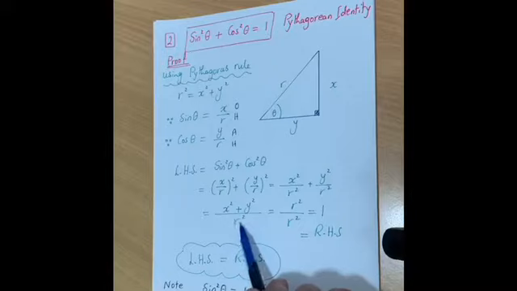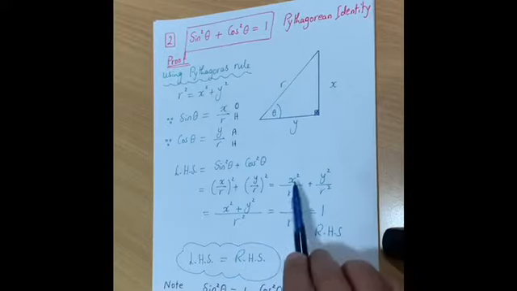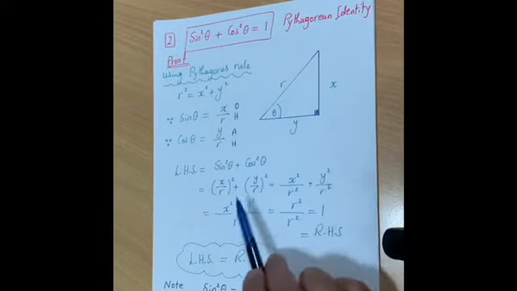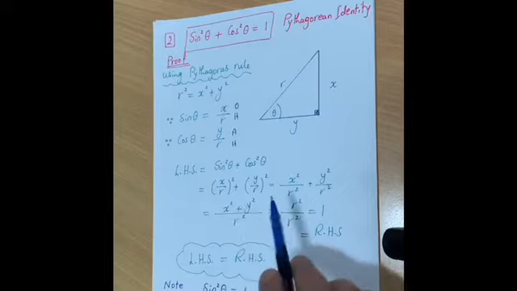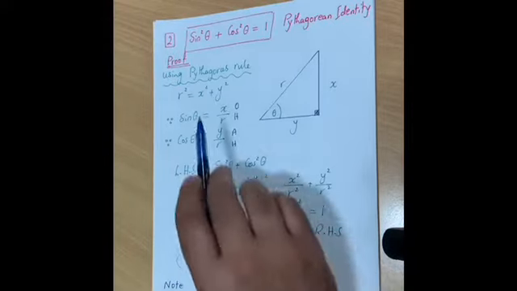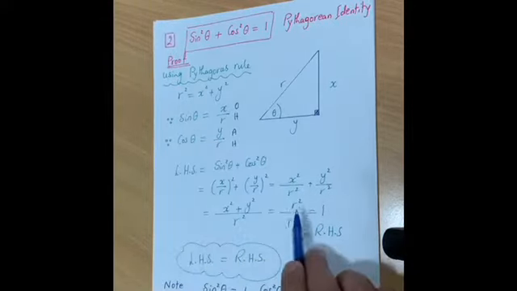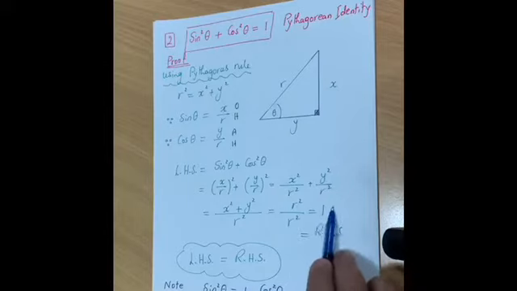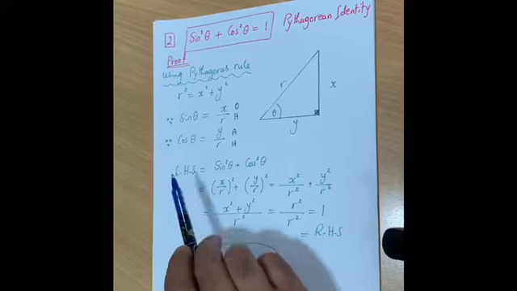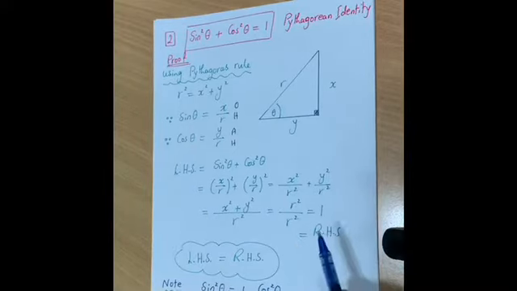Now the denominator is r squared. You have a common denominator, so you have to combine what you have in the numerator. X squared plus y squared is equal to r squared from Pythagoras. R squared divided by r squared is equal to what? 1. So which is equal to the right-hand side. So left-hand side is equal to right-hand side.